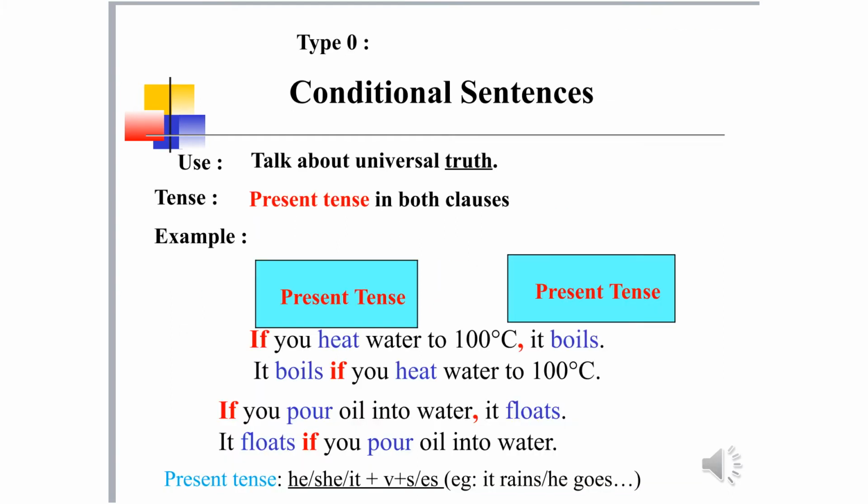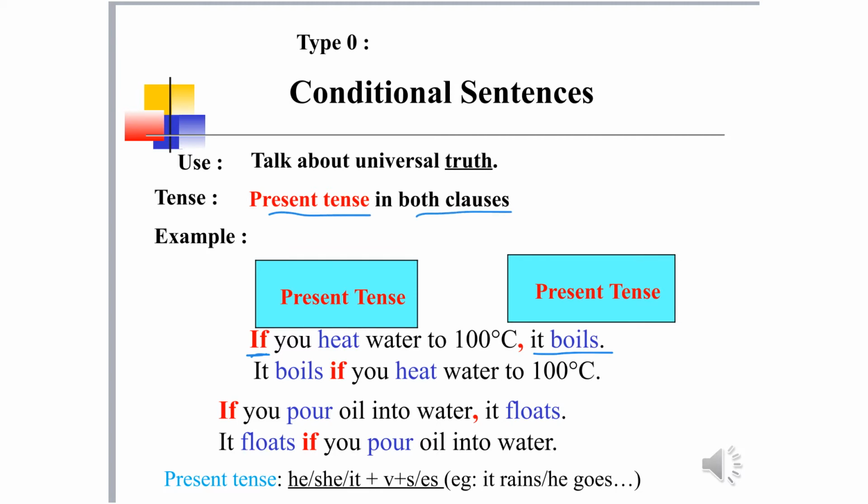So let's talk about the type 0 conditional sentence. When do we use the type 0 conditional sentence? We use type 0 when we want to talk about the universal truth, or things that are always true or mostly true, or facts if you would like to call it. As we all learned, type 0 has an if clause, and this is the main clause. We use present tenses for both clauses.